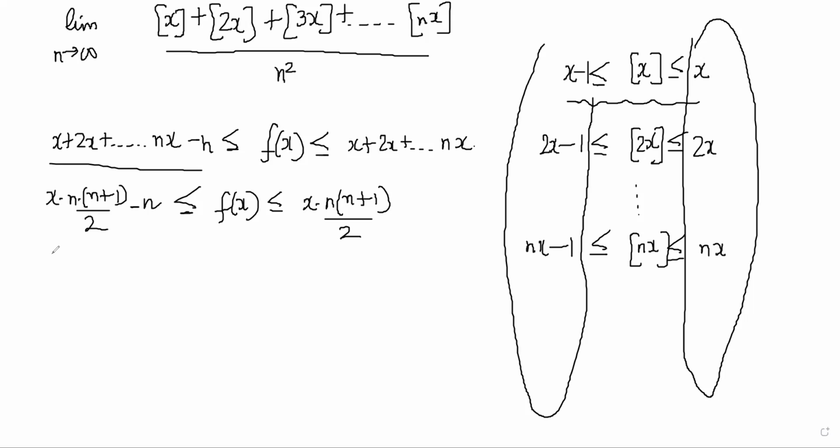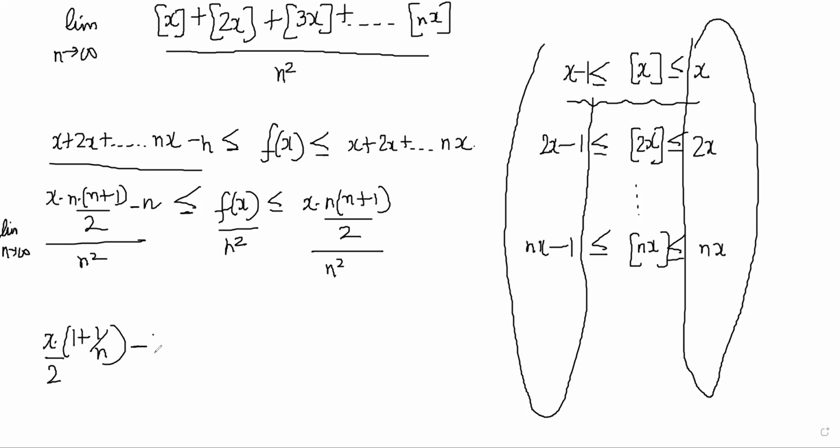Now let's divide by n square. So we have to take the limit n tends to infinity, right? So on top here, let's do the division by n square. x into n will cancel and it will be 1 plus 1 by n by 2, minus 1 by n, and less than or equal to f(x) by n square, less than or equal to x into (1 plus 1 by n) by 2.